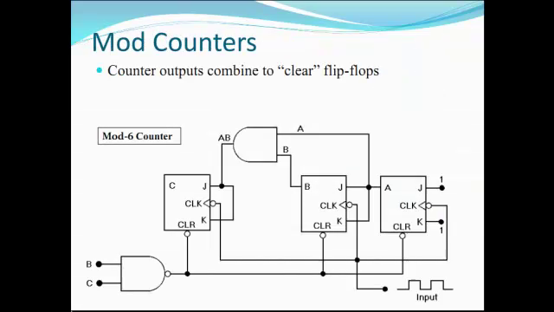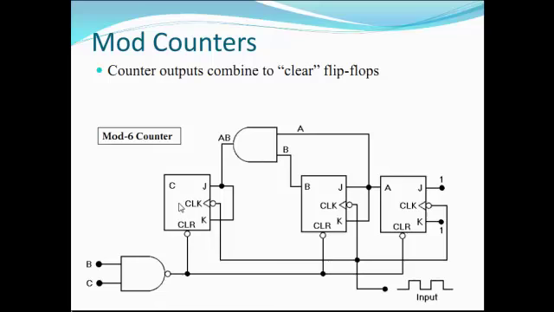Another capability that can be added to counters is the mod function. All we have to do is wire the circuit so that when the output of the counter reaches a certain value, all of the flip-flops get cleared. In this synchronous counter example, these JK flip-flops output A, B, and C, which correspond to the first, second, and third least significant bits in the counter output.